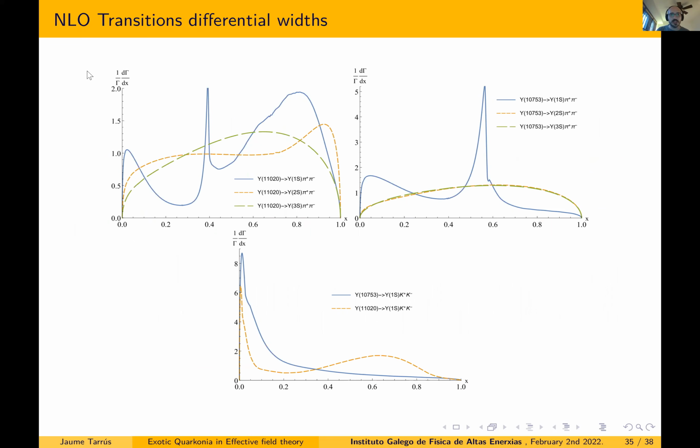So these are the normalized differential widths. This x here is a rescaling of s. So we can plot all the differential widths from 0 to 1. We computed transitions up to Upsilon 1S, 2S, and 3S and 2 pions for the 2 states we are interested in, and also to 2 kaons, but in this case only to Upsilon 1S, since Upsilon 2S is not kinematically allowed. So you can see there is some nice structure that hopefully can be compared with experiment.